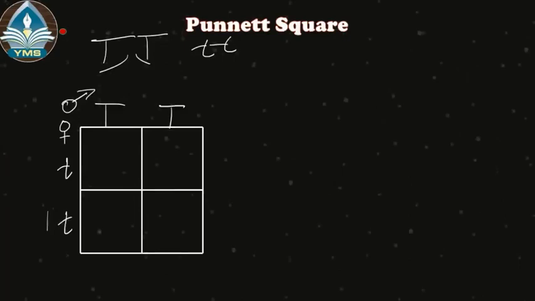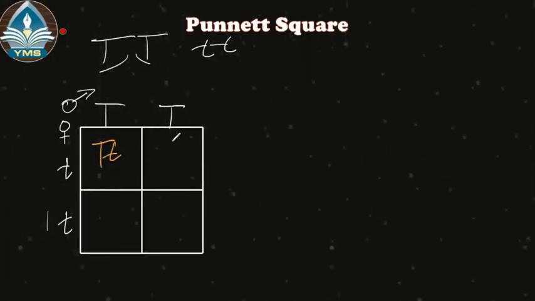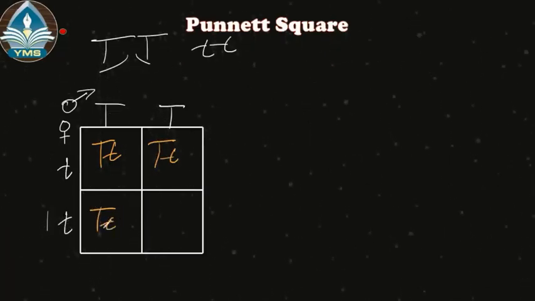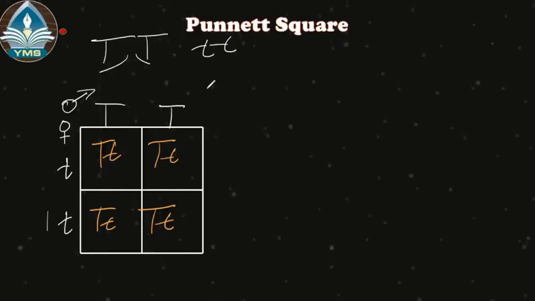Now, if we cross them, what is going to happen? Capital T with small t will give us capital T, small t. If you have capital and small, put the capital before the small if it is for the same feature. This one with this one will give us the same, capital T, small t. This one with this one, capital T, small t. And this one with this one also, capital T, small t. So this was the first filial generation when we have pure strains. So this one is 100%.